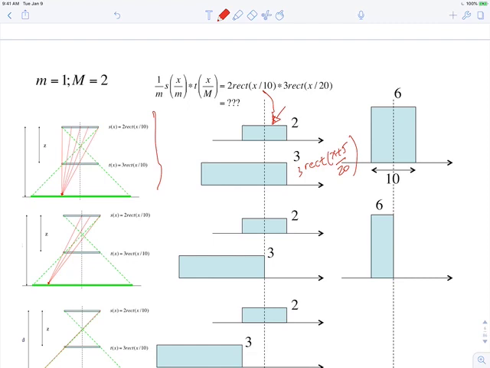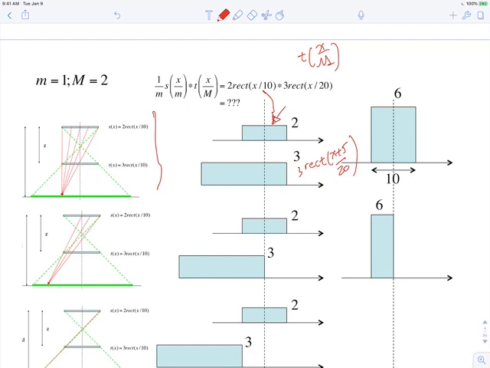Question: Why is it rect x over 20 instead of 10? Okay, so this is the transmission function over big M. And since that was rect of x over 10, since big M is 2, it just becomes 20. Okay? Good question. So this is shifted over by 5 from what it was symmetrically, because I want to go in the minus 5 direction, okay?